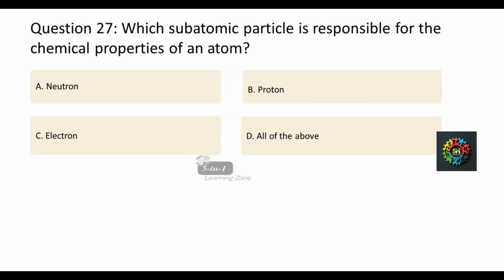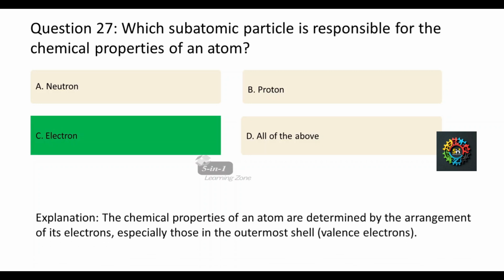27. Which subatomic particle is responsible for the chemical properties of an atom? Answer: C. Electron. Explanation: the chemical properties of an atom are determined by the arrangement of its electrons, especially those in the outermost shell, valence electrons.